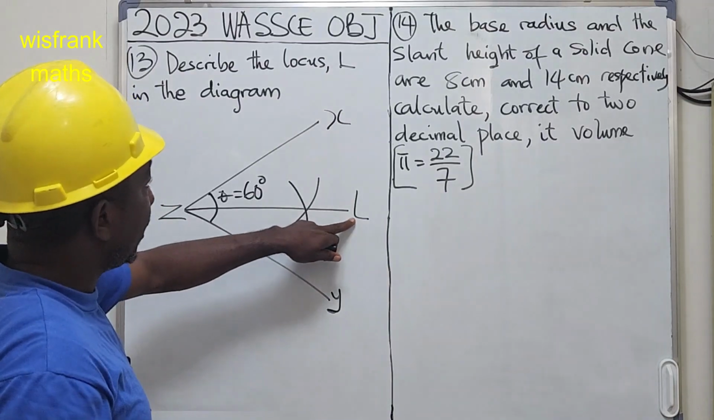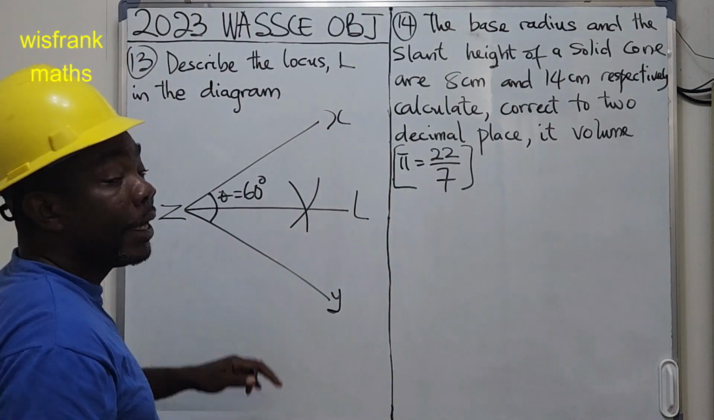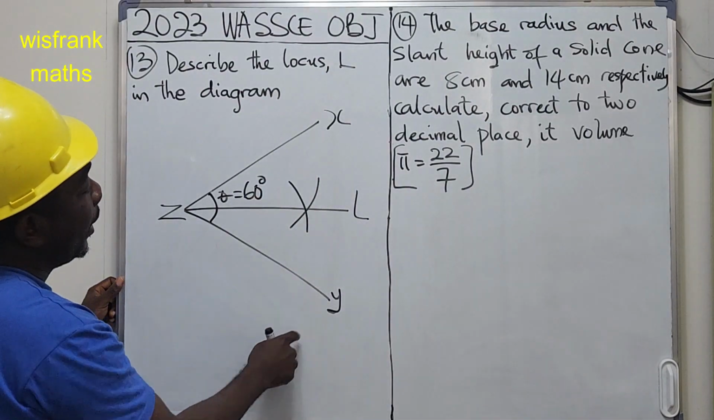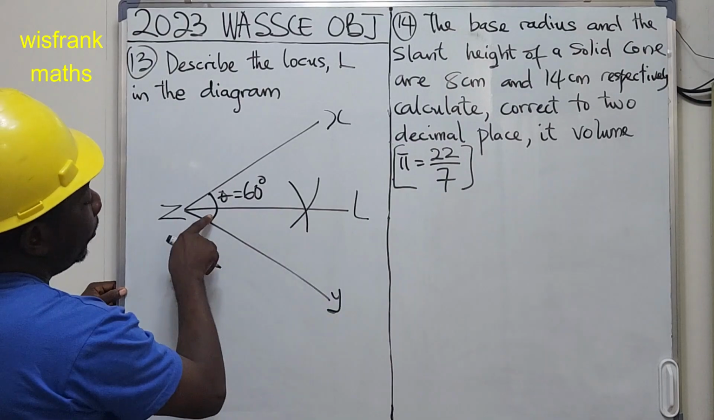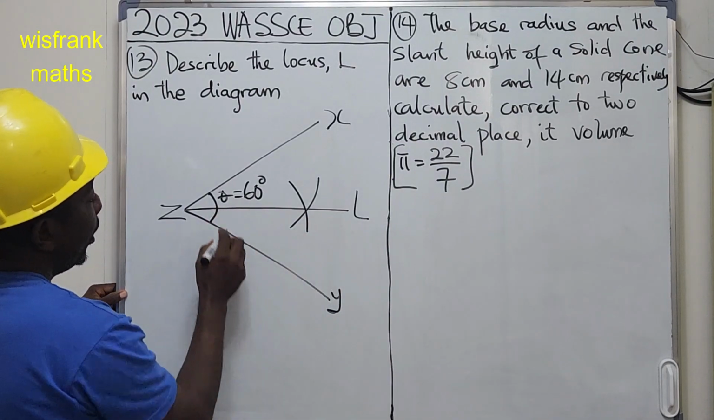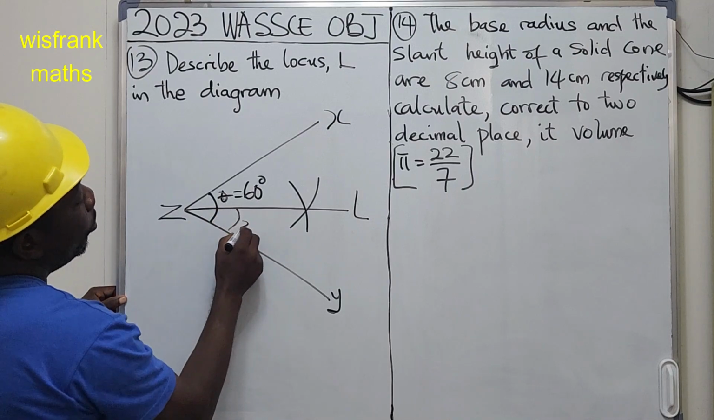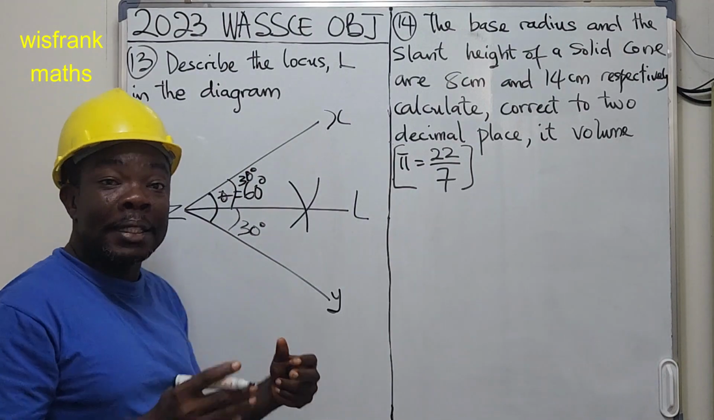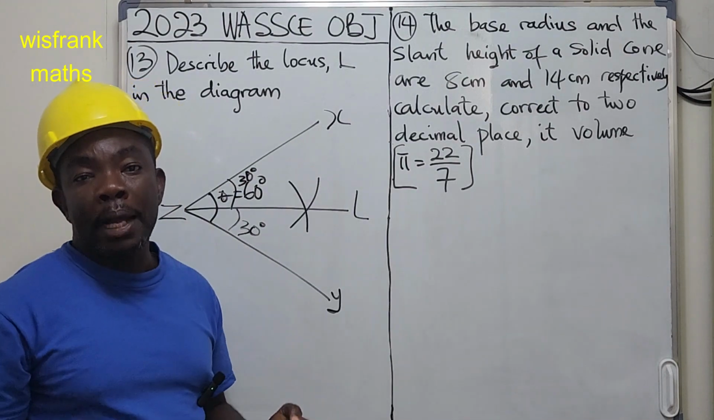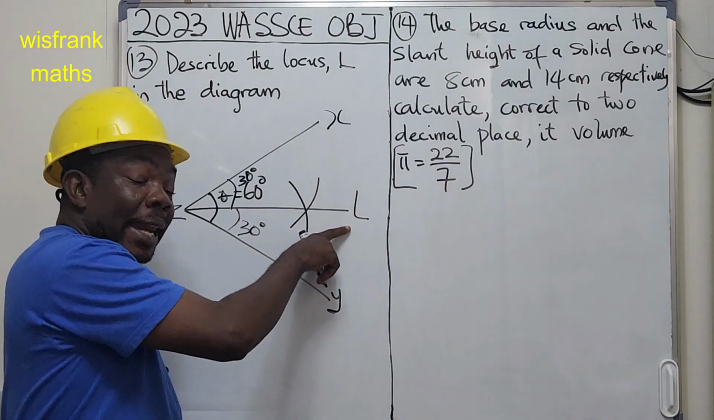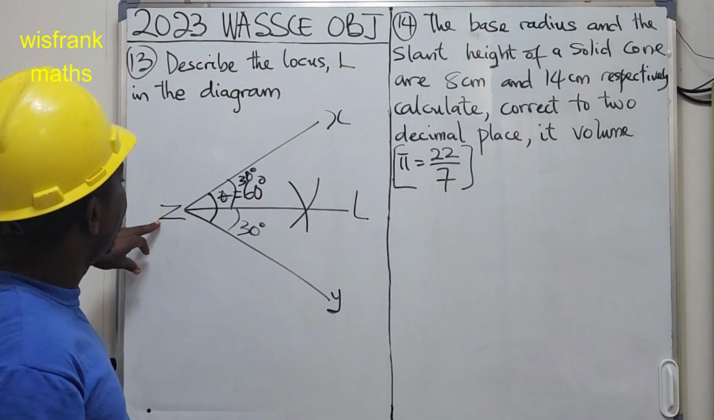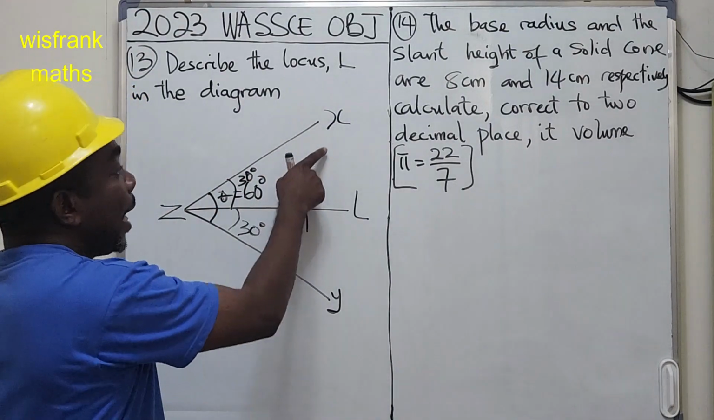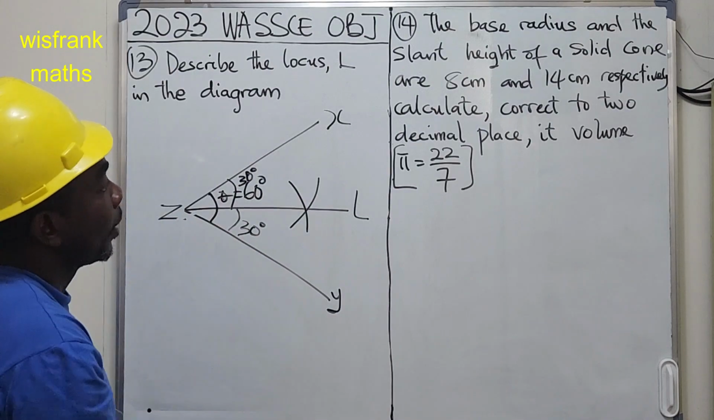Therefore, the locus L in this diagram is the bisector of angle XZY. If this divides the angle into two, then this theta, one of the angles, will be 30 degrees and the other one will be 30 degrees, because it divides the angle into two equal parts. So the answer to this question is that the line L is the bisector of angle XZY, which is the locus of this angle XZY.